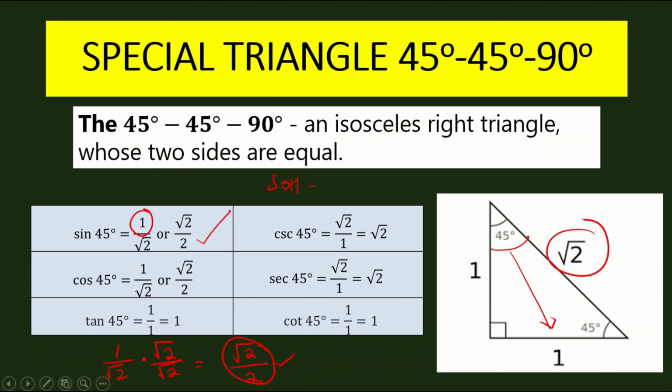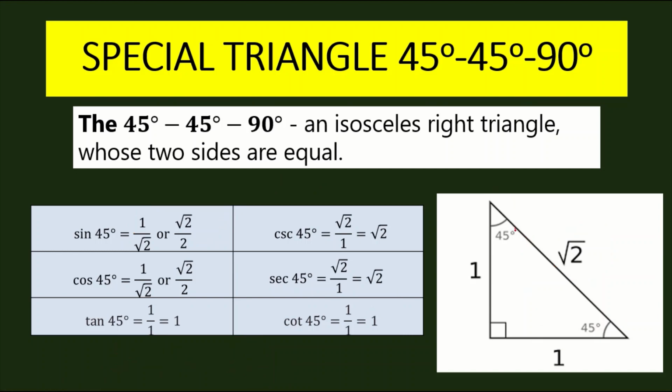And ganun din ang gagawin natin sa ibang functions. Ang tatandaan natin kapag special triangle, ang measurement ng sides na katapat ng 45 degrees, okay, ay dapat parehas ng measurement. Again, yung opposite side ng ating 45 degrees ay kailangan parehas ng measurement. And yung measurement natin dito, whatever the measurement ng ating mga legs, i-multiply lang natin kay square root of 2. Okay, that is 45, 45, 90 degrees.